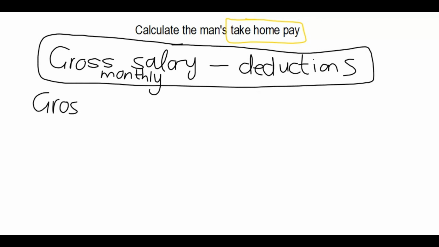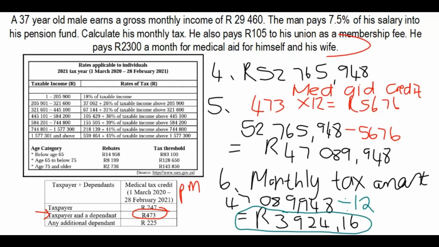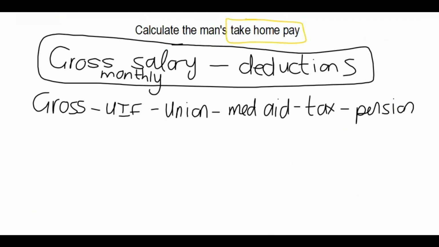Then we're going to subtract the UIF because he also gets UIF. And we're also going to subtract that union membership fee that he talks about and his medical aid. We will even subtract his tax and also his pension. Okay, and any other amount that he made mention of in this case, but we got all of them. So go and read this part again to make sure you have everything. So his gross monthly salary they gave it to us in the little reading part that says 29,460.